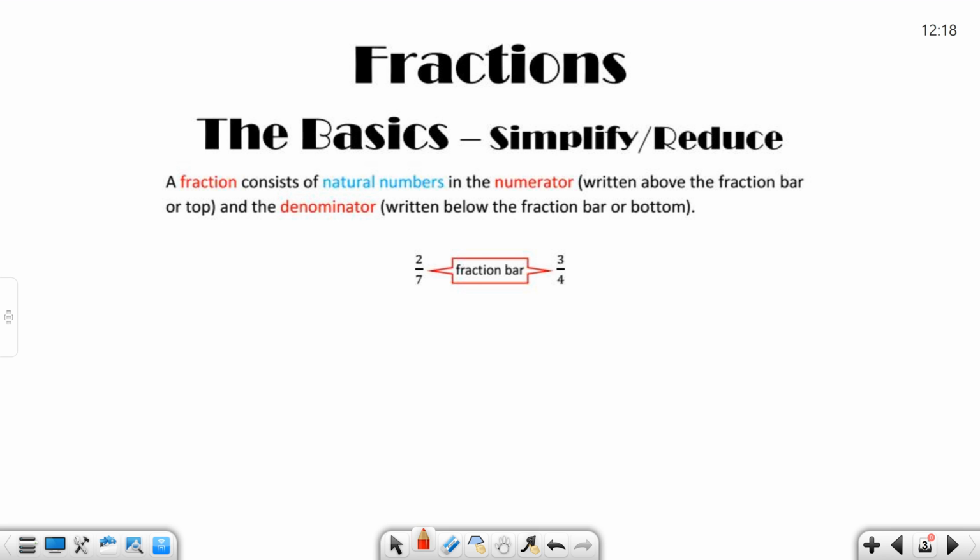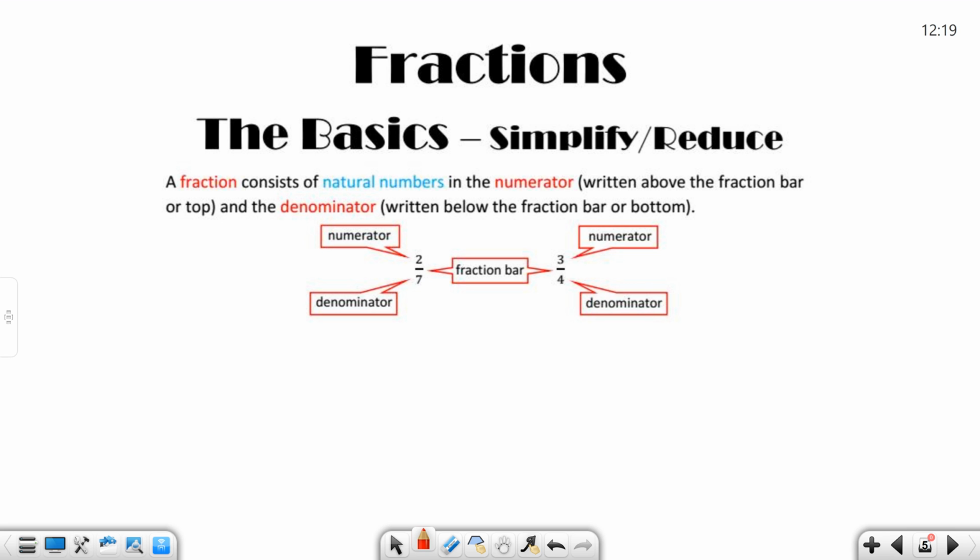The fraction bar is that little line between the 2 and the 7 or between the 3 and the 4. The numerator, that's the 2 and the 3. The denominator of 2/7 is 7, and of 3/4 the denominator is 4. So that's just a little name game of what's what on a fraction. The numerator is the top, above the fraction bar, and the denominator is the bottom, below the fraction bar.